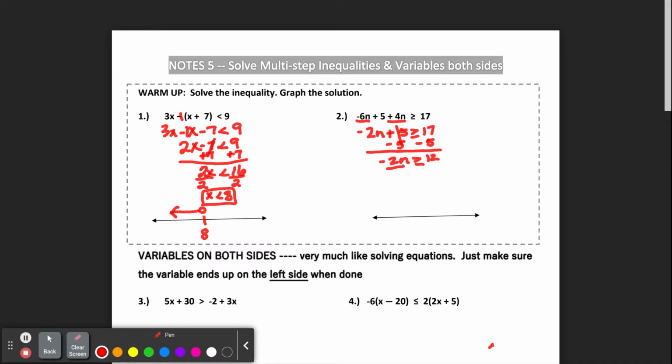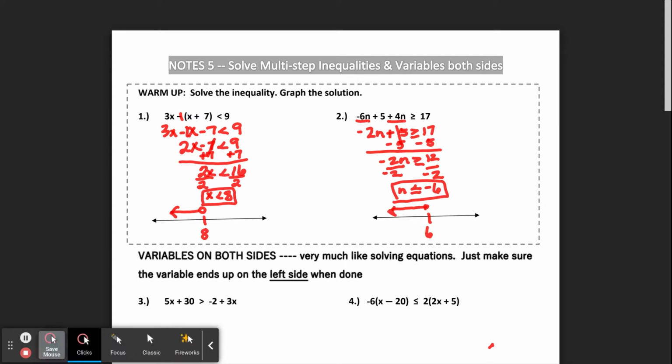Now we're going to divide both sides by a -2. When you divide by a negative, you're going to flip the direction of the inequality. So n is less than or equal to -6. So you're going to have a closed circle because it has a line underneath it for the equal sign, and anything less would go to the left.